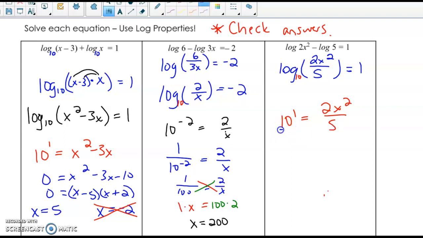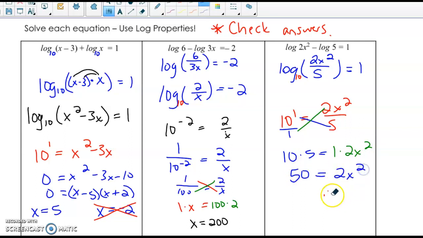So we could think of this as like 10 over 1. And then 5 times 10, cross multiply. I do those two. And then I could multiply these two. And then we get 50 equals 2x squared. We can divide by 2. And finally take the square root. Don't forget, when you take the square root, you need plus or minus.